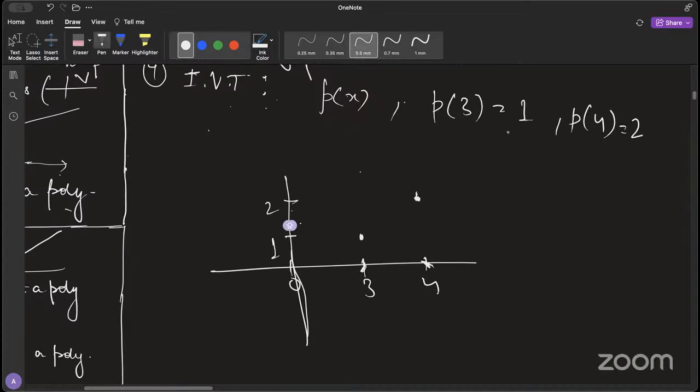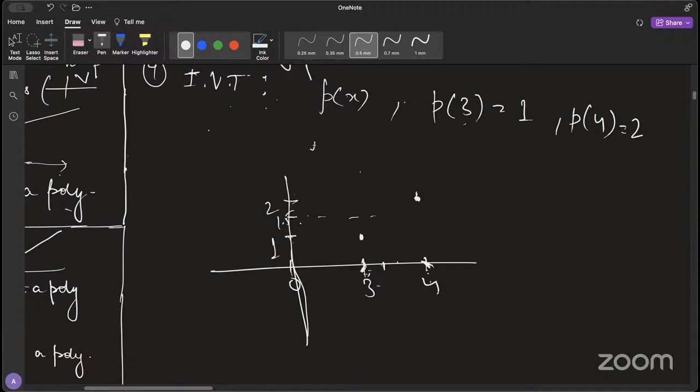This says that if you take any height between these 2 points, that means 1 is the height attained at point 3, 2 is the height attained at point 4. If you take any height between 1 and 2, let's say you took this height, 1.5, then there should be a point between 3 and 4 at which your height is 1.5. So if this is your 1.5 height, you should have a point somewhere here. It doesn't have to be exactly in the middle of 3 and 4. It could be here.